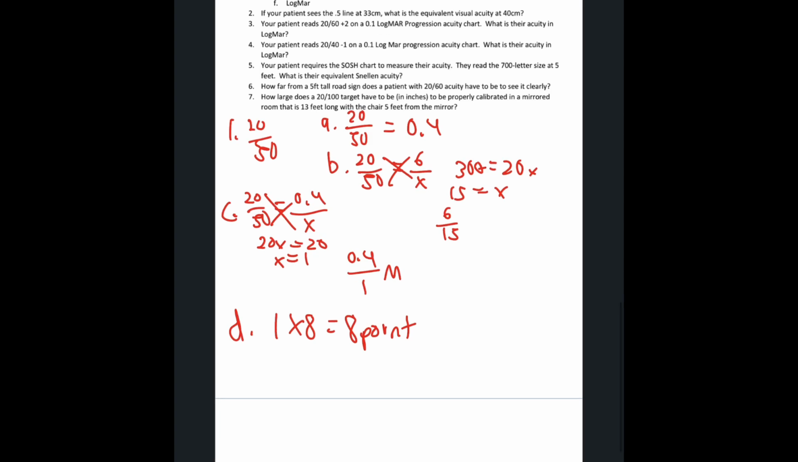Okay, and then we just have two more. So we have the MAR, which is you do the denominator divided by the numerator. So 50 divided by 20 is 2.5. And then for the LogMAR, we take whatever we got as our MAR, we just take the log of it. So log of 2.5 equals, I'm just going to calculate that, 0.397.